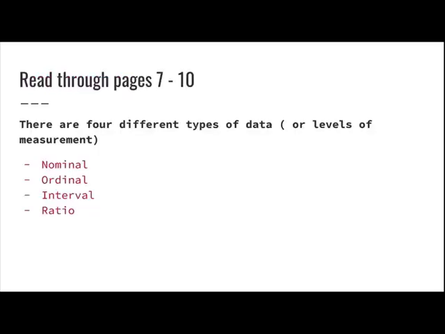Take a second and read through pages 7 through 10. All right, so there are 4 different types of data, or levels of measurement. We have nominal, ordinal, interval, and ratio.